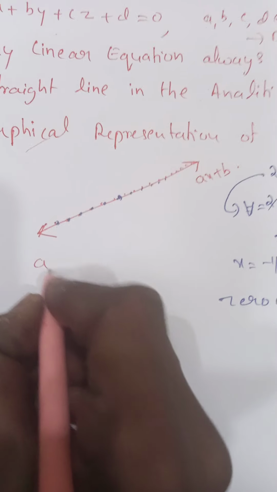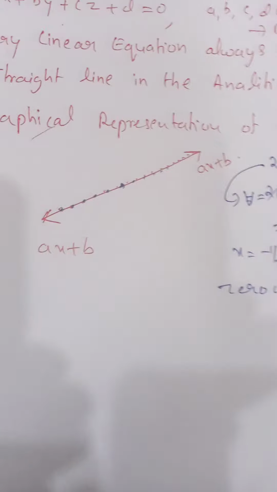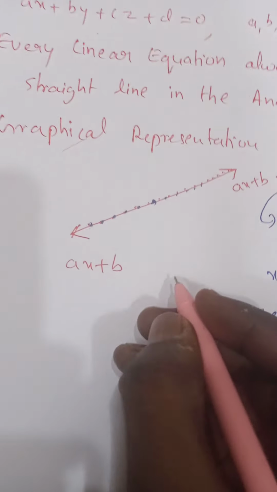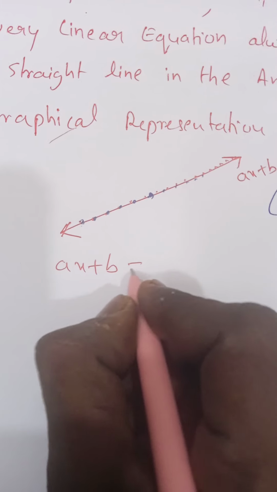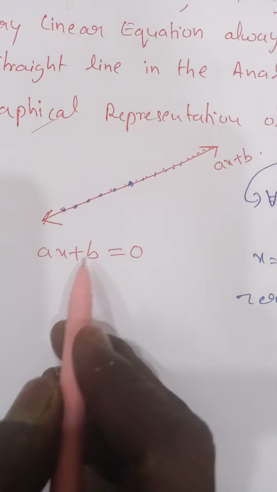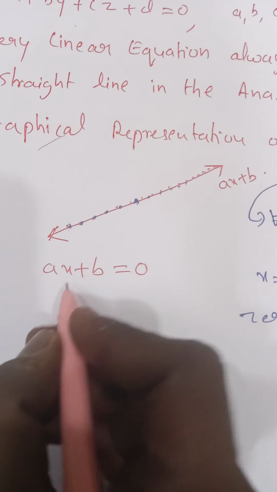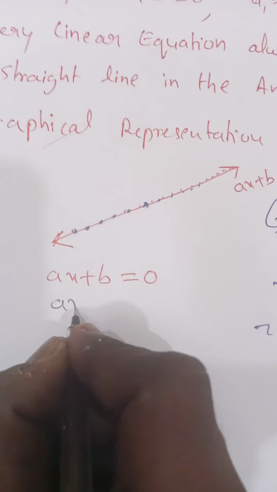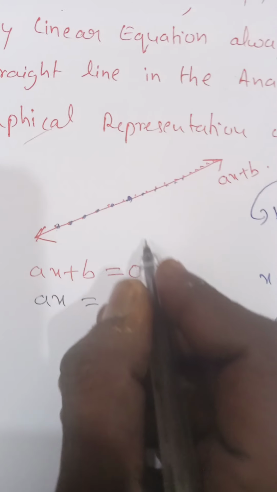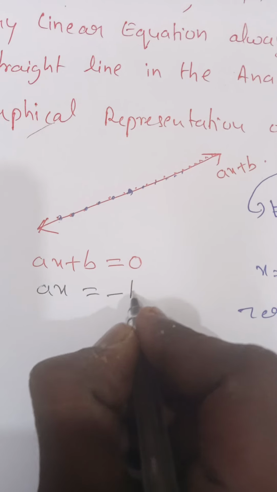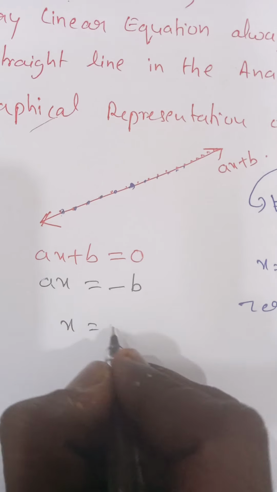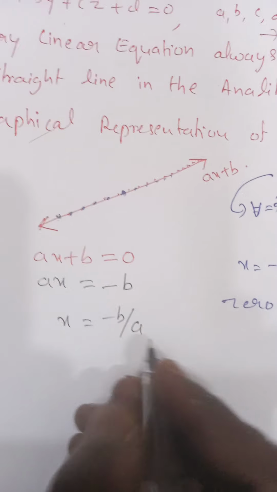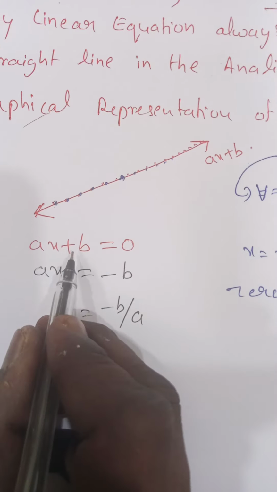In a similar way, we can find the zero of the polynomial ax plus b. Whenever you want to find the zero of a polynomial, first we must equate the given polynomial to 0. Then we will try to find the value of x. So here ax equals, if I send b to the right hand side, it becomes minus b. Then you will get x equal to minus b by a. So this is the solution of this linear equation.